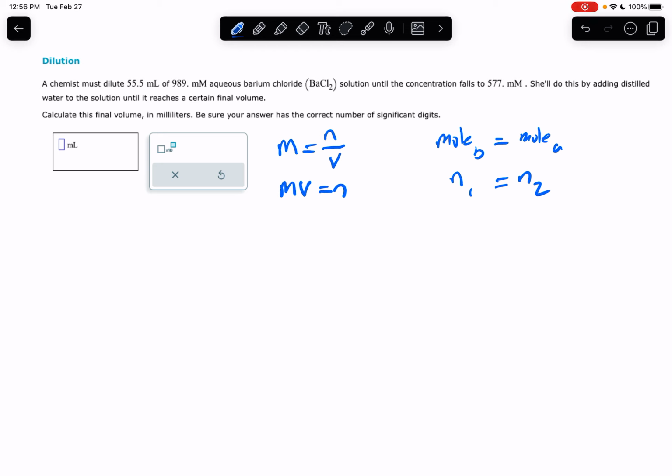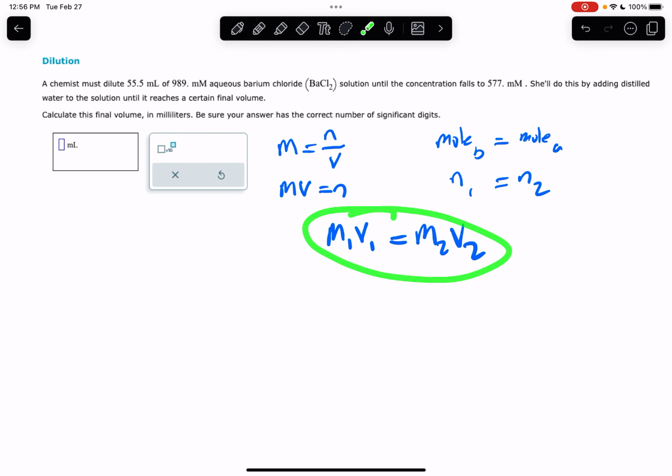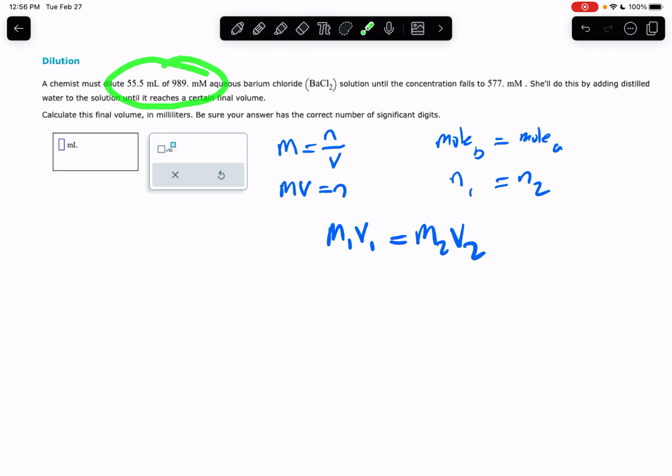And this leads us to a really famous equation. It's this, M1V1 equals M2V2. And so anytime you see that you have a dilution like we do up here, our immediate thought should be we're going to work on this equation and use it. The other thing that's super cool about this is that as long as you keep the units straight, they're going to cancel each other out over here.